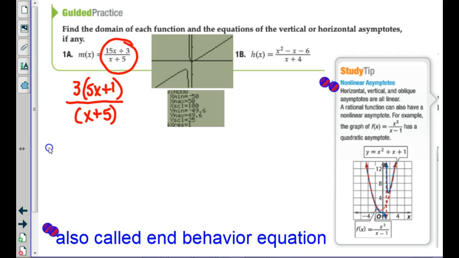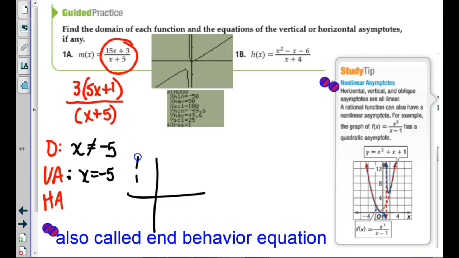Okay, so domain, vertical asymptote, horizontal asymptote, or end behavior. Okay, domain x cannot equal what because of the denominator? -5. Does that cancel that factor of x plus 5? No, so therefore it is a vertical asymptote. So if we were graphing this over here at x equals -5, we'd have a vertical asymptote.